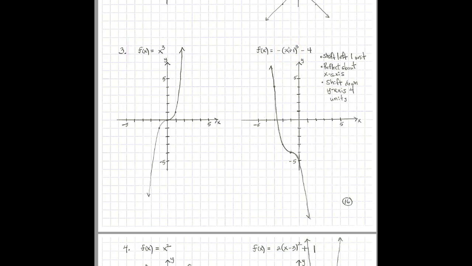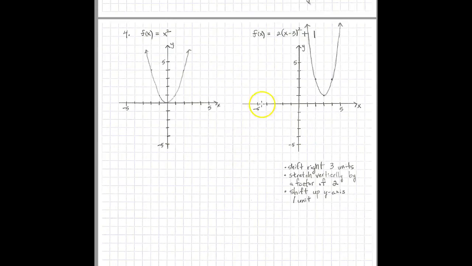Okay, then the negative sign in front of that would reflect it about the x-axis. So this would get reflected. This guy going up would now come down. This guy going down would now come up. Okay, so we see it reflected, shifted 1 unit to the left. Then we shift down. This minus 4 shifts down the y-axis 4. So I'm coming down 4, over 1 and reflected, and here's my cubic function now.